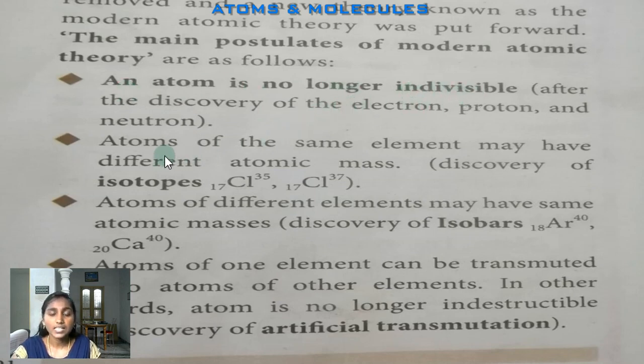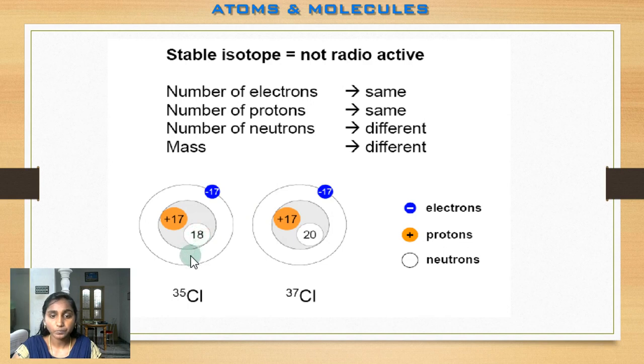Then see the second point. Atoms of the same element may have different atomic masses. See the example, the discovery of isotopes: chlorine-35 and chlorine-37. See, this chlorine and chlorine are both the same element, so the same element has different atomic masses. How can you predict the different atomic mass? See the number in the subscript, 17, is given. See this chlorine with subscript 17, and here the superscript value is 35, and here 37. So see this picture.